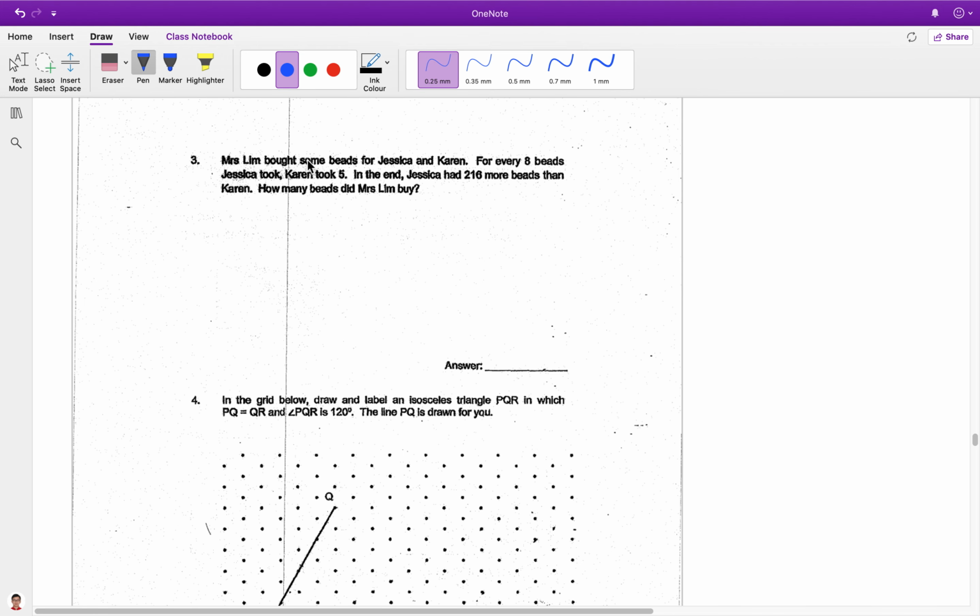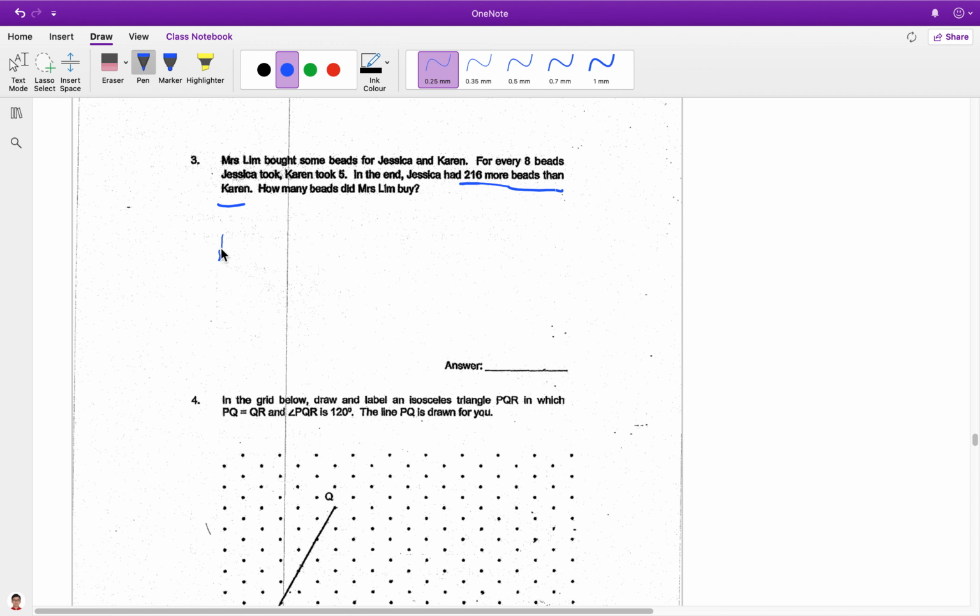Okay, question 3. Mr. Lim bought some bees for Jessica and Karen. For every 8 bees he took, Karen took 5. In the end, Jessica had this one more than Karen. How many bees did he buy? Well, we see that for the bees, Jessica took 8, then Karen took 5.